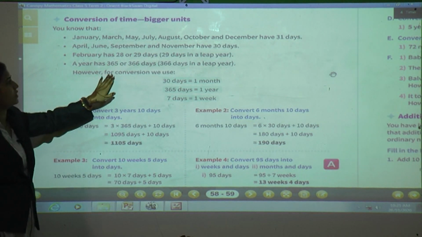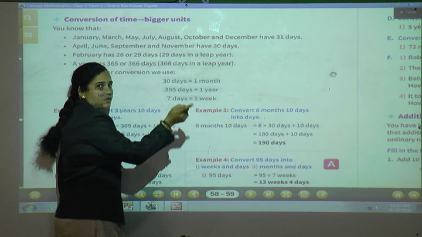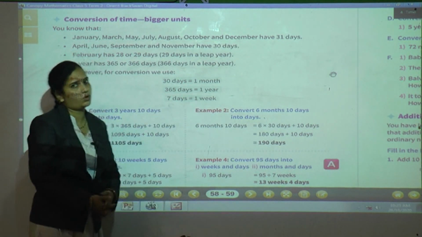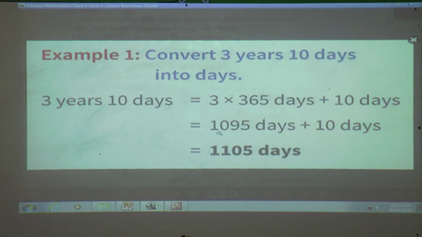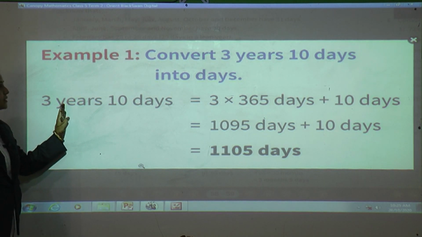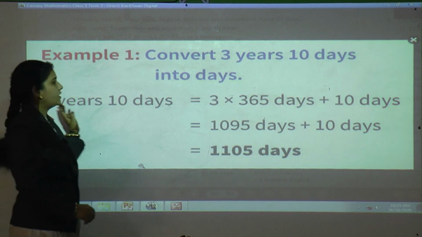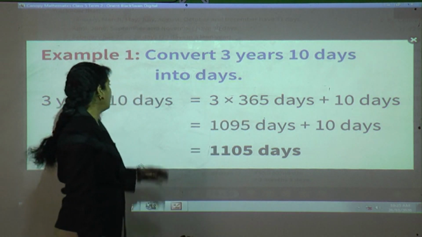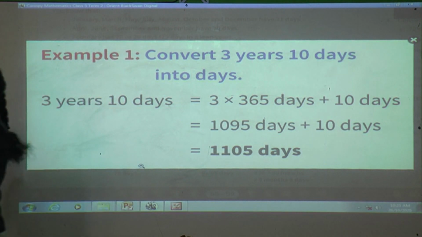However, for conversion we use 30 days equal to 1 month, 365 days equal to 1 year and 7 days equal to 1 week. Okay, so remember these, students. Conversion. Here, convert 3 years 10 days into days. You know that in a year how many days are there? 365 days. So just multiply 3 by 365 and add the remaining days to it. So you will get the days.